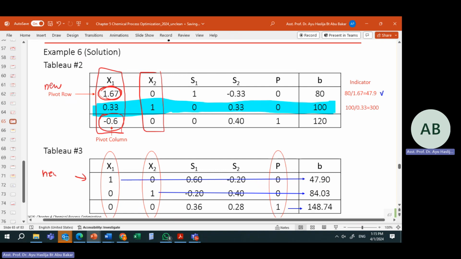Here is the new pivot row, which you have converted to 1. Okay, 1.67. 1.67 divided by 1.67. So that is how you get 1. After repeating the same step, you should be getting W number 3 over here.